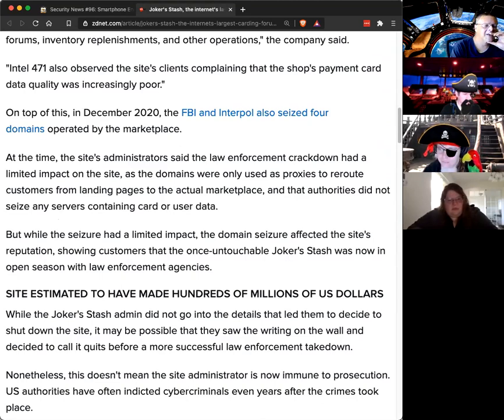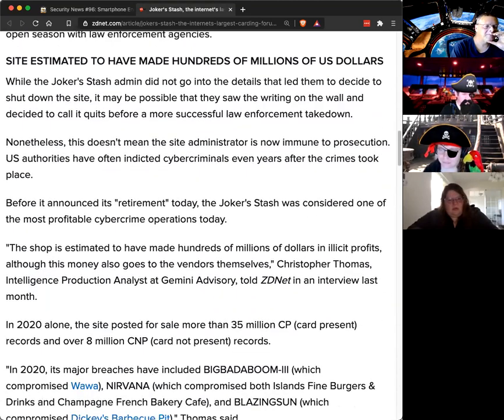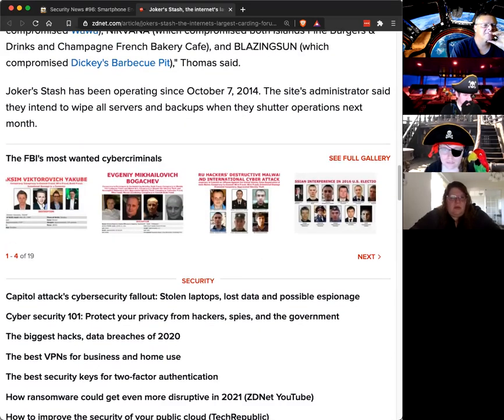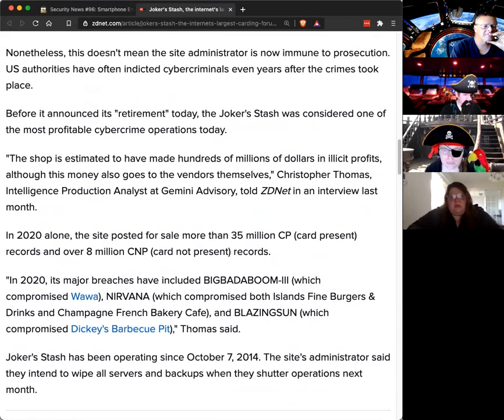It's had quite a successful run. It was one of the premier carding sites on the internet, and it was never on Tor. It never used an onion domain. It was always on the open internet, and it had estimated sales of hundreds of millions of dollars over its run. So presumably somebody made a fair amount of money through Joker Stash.